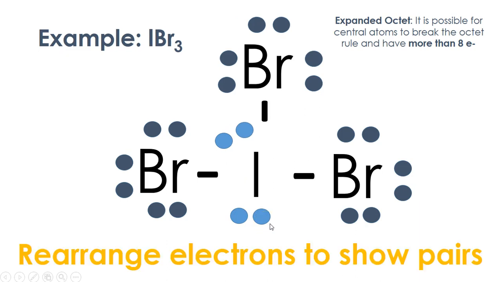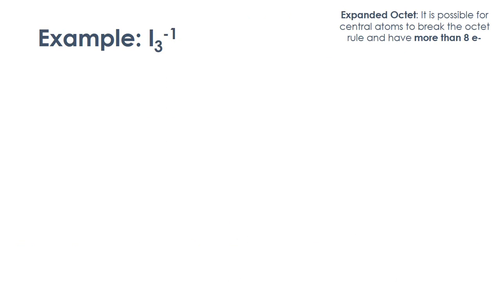We want to rearrange the picture to show the different pairs of electrons that are around the central atom, and we can see that iodine has more than 8 electrons around it. Therefore, it is an expanded octet. Usually, the central atom is where the expanded octet occurs. So iodine has 2, 4, 6, 8, 10 electrons around it, therefore breaking the octet rule and having more than 8 electrons. Another example is I3 with a -1 charge.